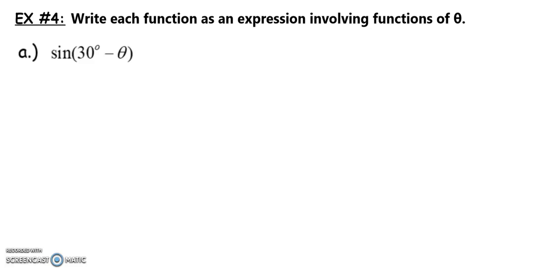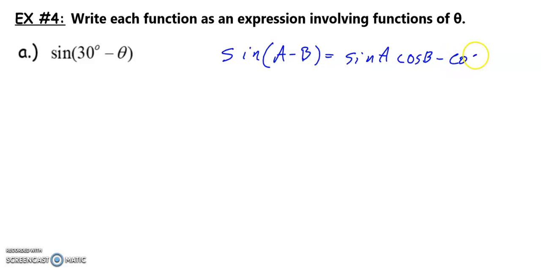All right, what we're going to do in example number 4 is write this expression simplifying it as much as we can. And in my final answer, I am going to have a theta. So when we're looking at sine of 30 degrees minus theta, this is a difference of signs. The difference of signs says the sine of A minus B equals sine A times cosine B minus cosine A sine B.